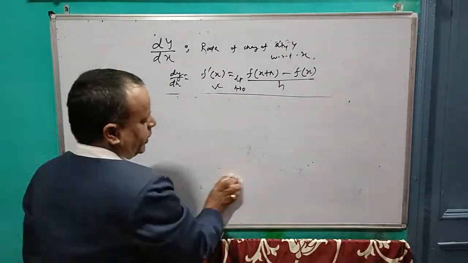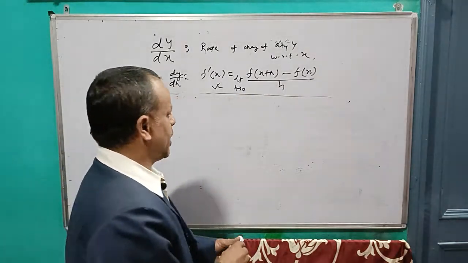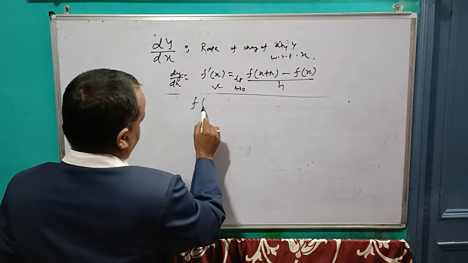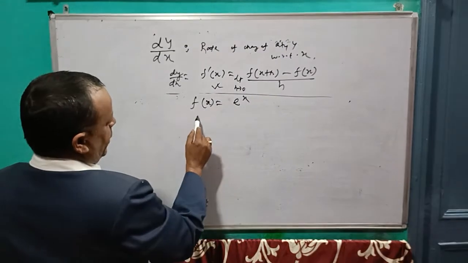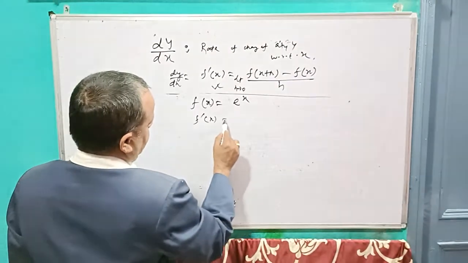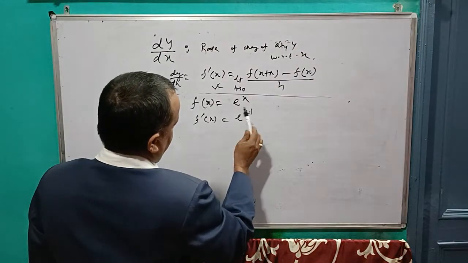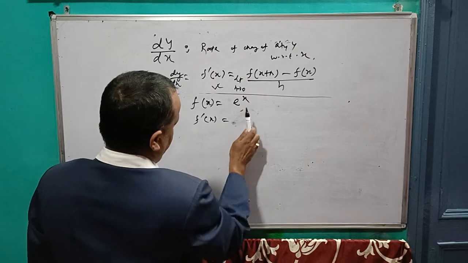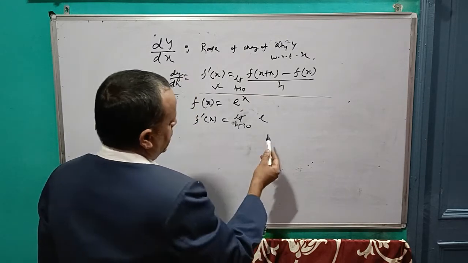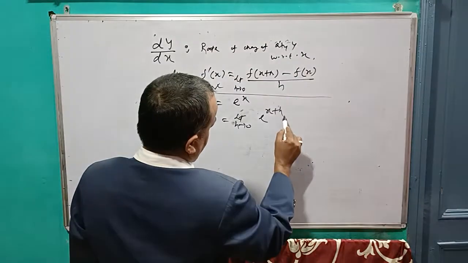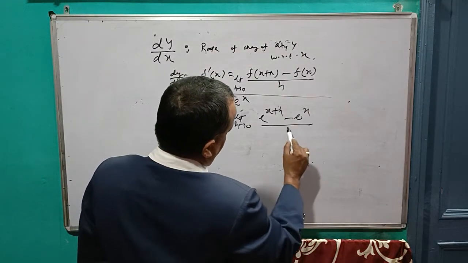Now we'll go for the derivative of e to power x. Suppose f(x) is e to power x. Again the operator is basically the same. Limit h tends to 0 of e to power (x+h) minus e to power x, upon h.